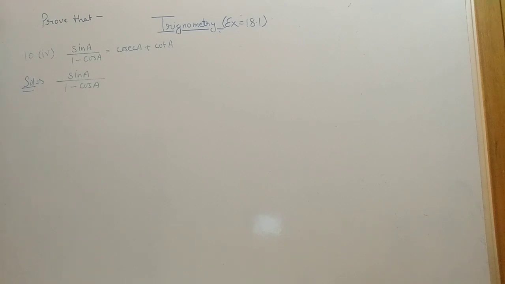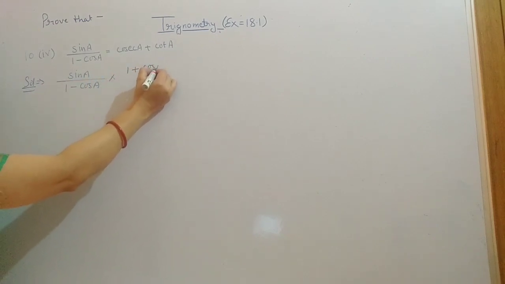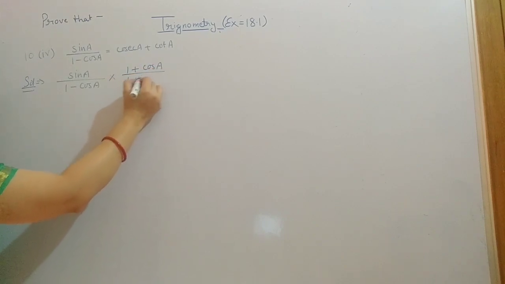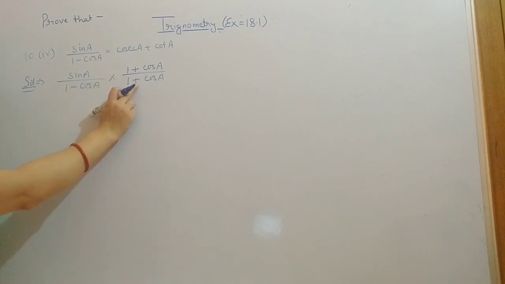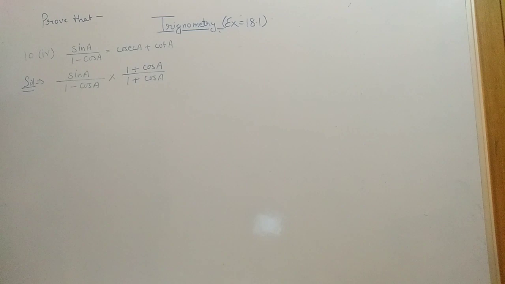Next, tenth, fourth part: sin A by 1 minus cos A is equal to cosec A plus cot A. We have taken the left side, and you can see on the left side we have the denominator 1 minus cos A, but on the right side we don't want this denominator. In that case we have to multiply with the same thing but the sign should be different. So in the numerator and denominator we will multiply by 1 plus cos A. If here it is minus, then we have to multiply with a plus sign. If it is plus, then we have to multiply with a minus sign to remove our denominator.